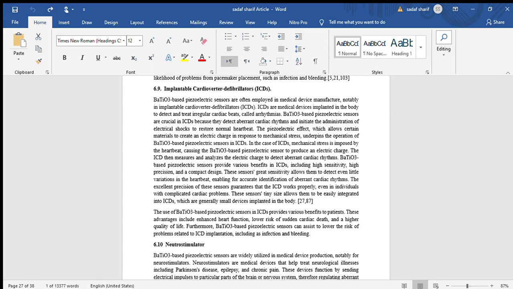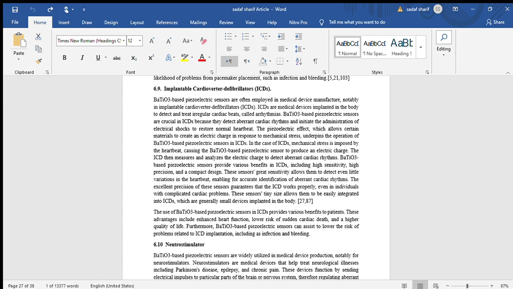The piezoelectric effect, which allows certain materials to create an electric charge in response to mechanical stress, underpins the operation of barium titanate based sensors in ICDs. In the case of ICDs, the mechanical stress is imposed by the heartbeat, causing the barium titanate based piezoelectric sensor to produce an electric charge, and the ICD then measures and analyzes the electric charge to detect aberrant cardiac rhythms.